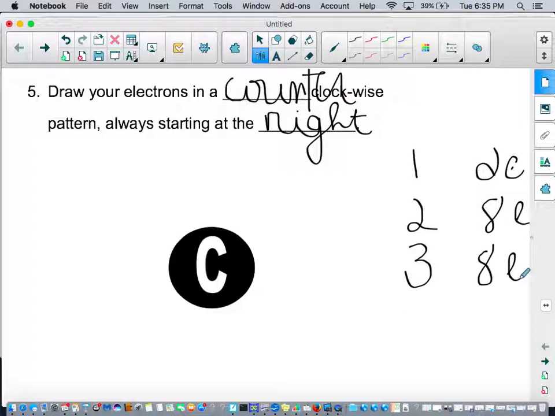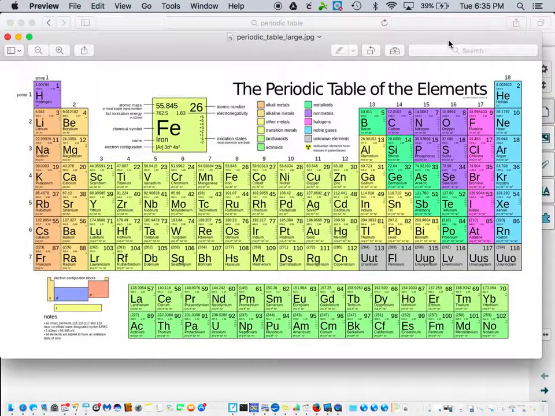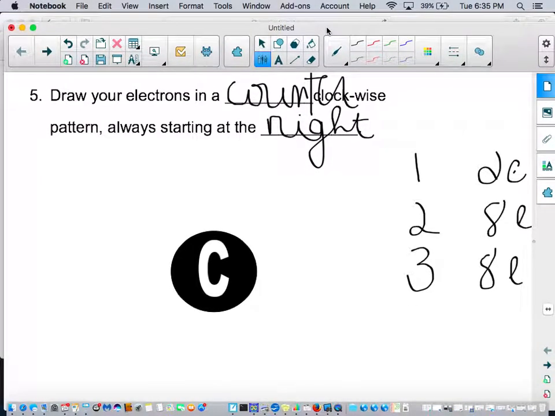Taking the steps, the first thing we need to do is find carbon on the periodic table and figure out where it's at, how many total electrons it has, and the period. Carbon is located right here. It has 6 total electrons. I'm just going to write this down real quick. Carbon has 6 electrons.